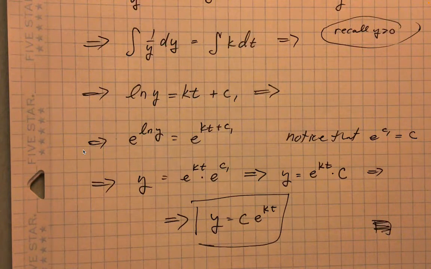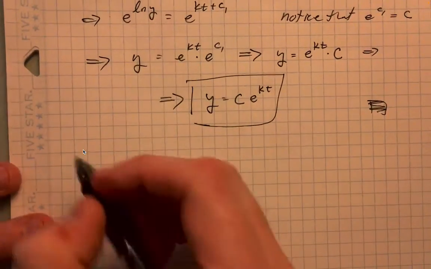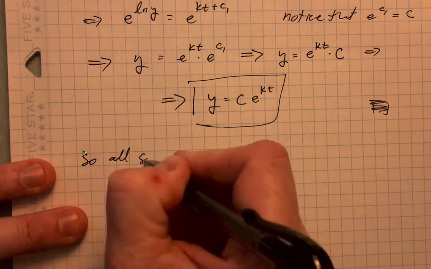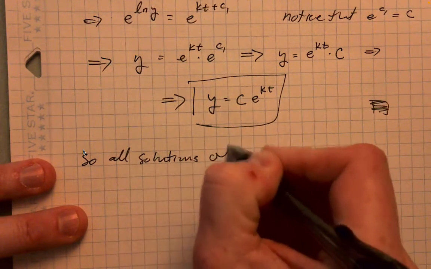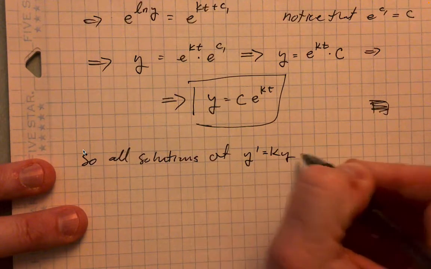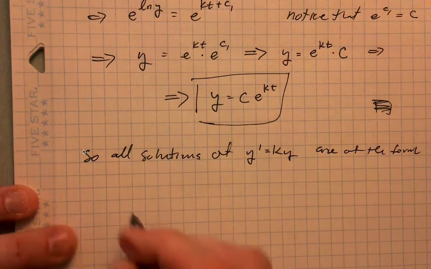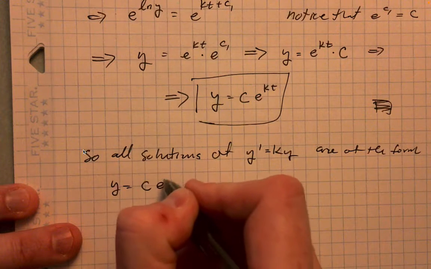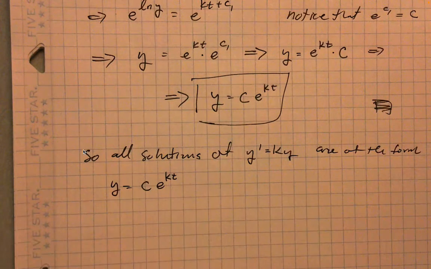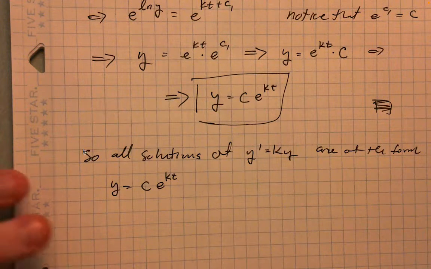Okay, so what does this mean? Well, all solutions of y prime equals k times y are of the form y equals c times e to the kt. Okay. All right. Very good. So that's the walkthrough of this first general solution to a differential equation.